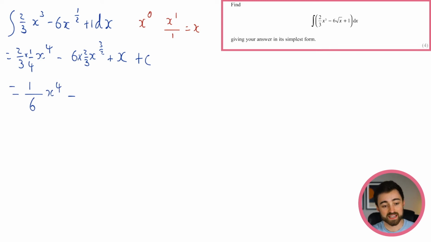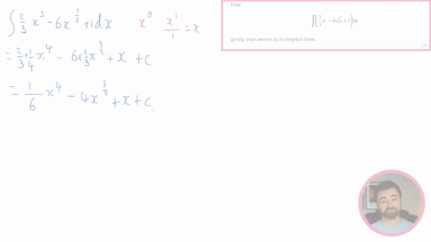Minus. Well, 6 and 3 cancel really nicely, don't they? 6 divided by 3 is 2. So I've got 2 times another 2. So that's going to be minus 4x to the 3/2. Can't do anything to the x. Can't do anything to the c. So I think we're sorted for question 1.